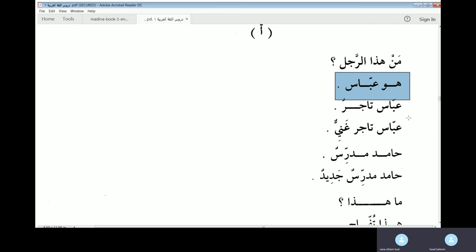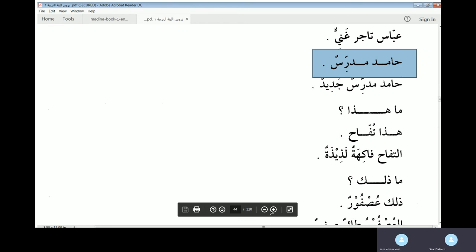Who is this man? Who? Abbasun. He is Abbas. Abbasun tajirun. Abbas is a merchant. Abbasun tajirun ghaniyun. Abbas is a rich merchant. Hamidun mudarrisun. Hamid is a teacher. Hamidun mudarrisun jadidun. Hamid is a new teacher.